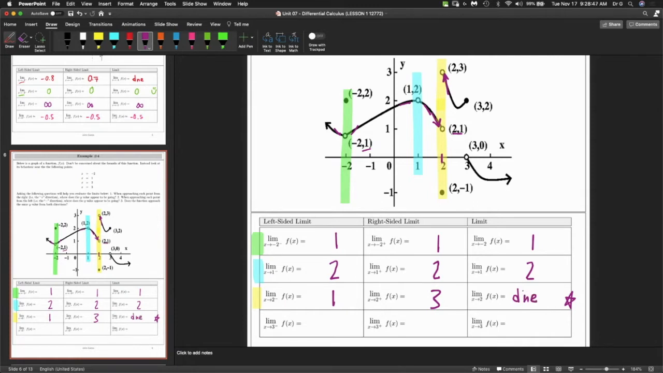And I ran out of colors, and I don't want to use my... I could add another pen here, but you know what? It's too early in the morning for that.